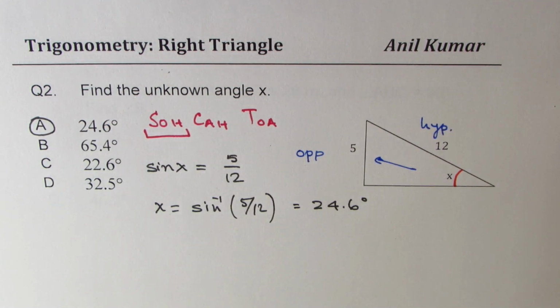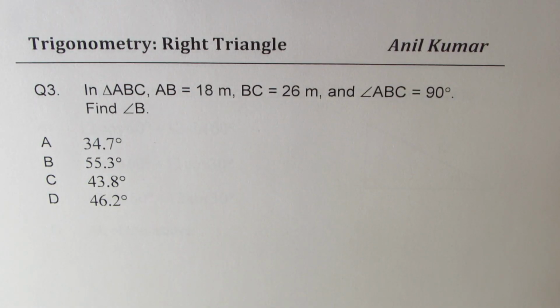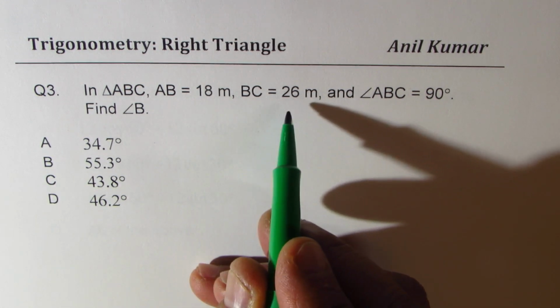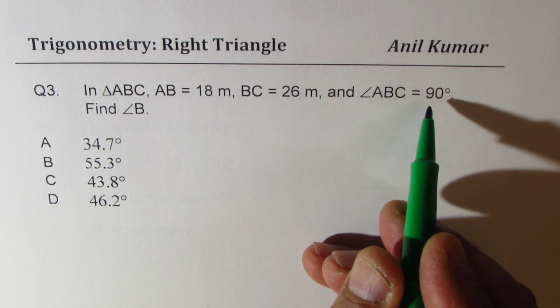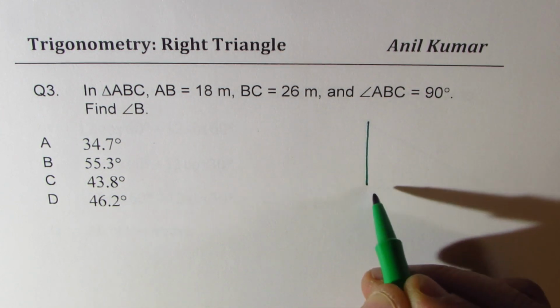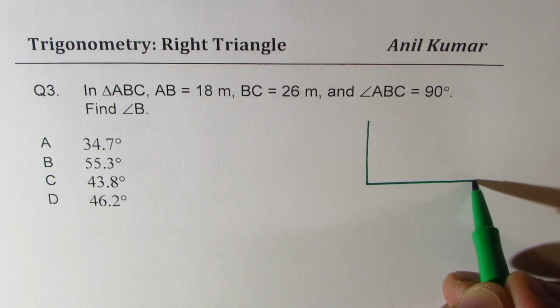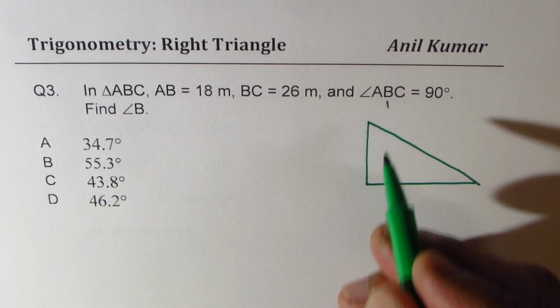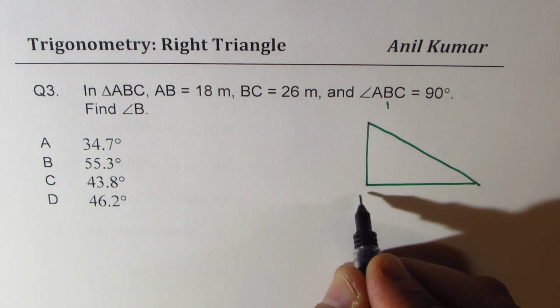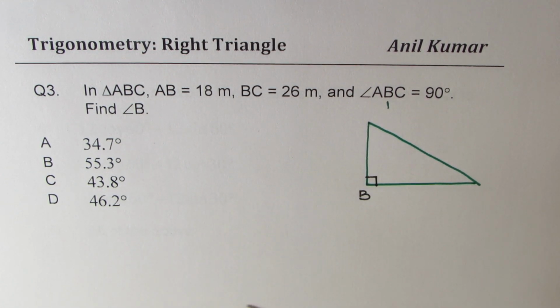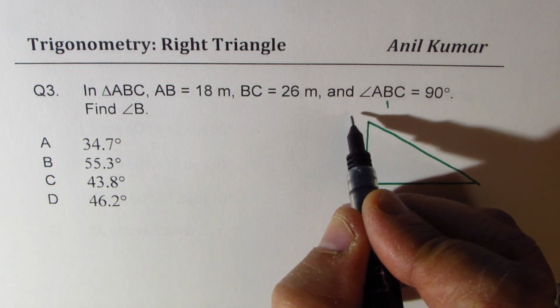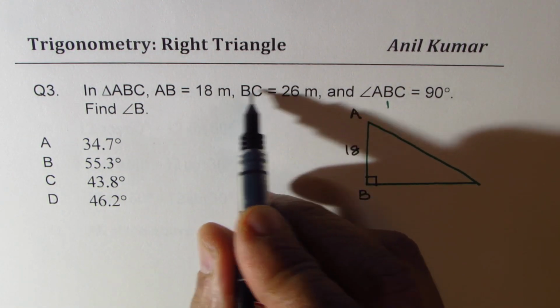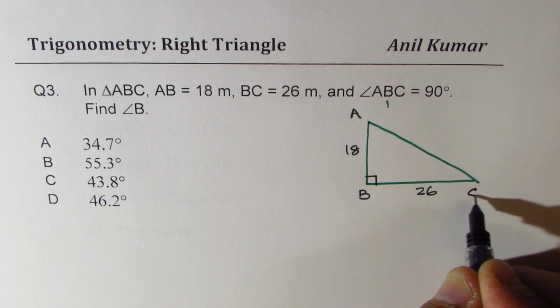Perfect. So we have done 2 and understood how to use trigonometric ratios to find sides or angles. The third one, we have not been given the triangle, so you have to make one. In triangle ABC, AB is 18, BC is 26, and angle ABC is 90 degrees. So angle B is 90 degrees, correct? A to B is 18. Let's say this is A, it is 18, and B to C is 26. So this is 26 from B to C.